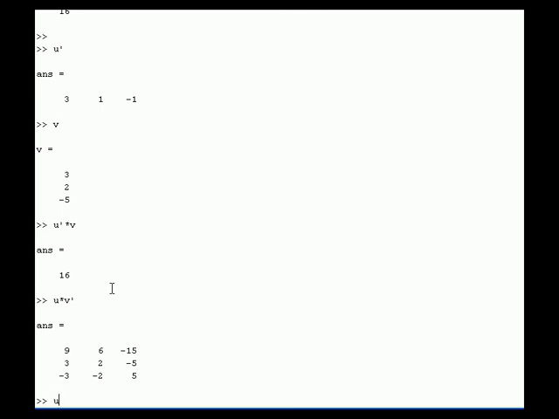And if you take U dotted with itself, that's the square of the norm of U. In other words, the norm of U is the square root of the sum of squares. Remember, U was 3, 1, minus 1, so 3 squared plus 1 squared plus 1 squared is 11. So U dotted with U is the square of the norm of U.